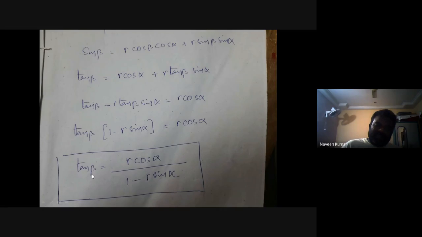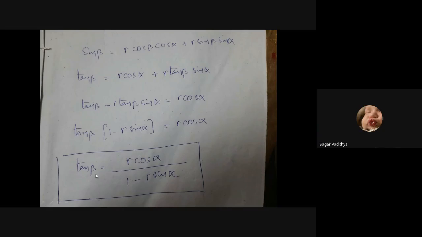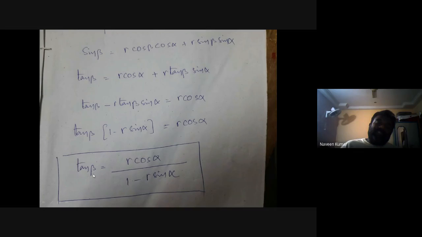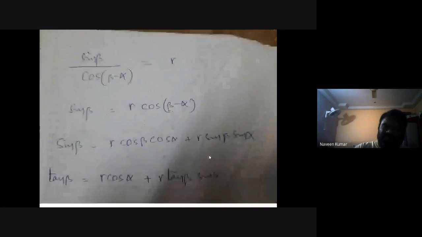So what is beta? Beta is the shear angle. Alpha is the rake angle. So when somebody asks you to calculate beta, the shear angle, this is the formula to use. Do you understand? Very, very important. Write it down. Take down this continuation.